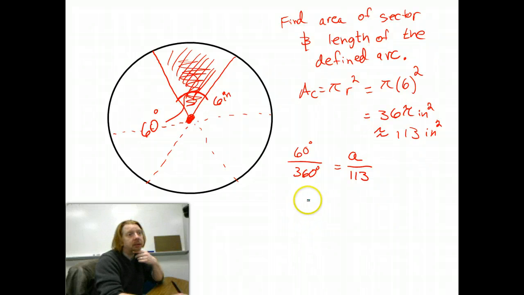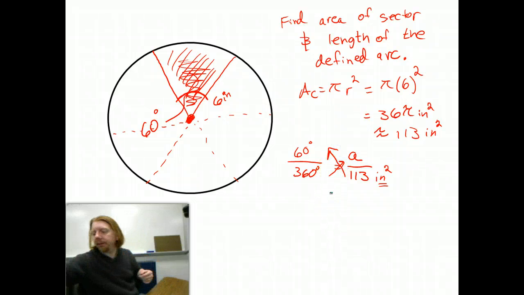Yes? How do you do this when you have two different units, because you have the degrees times... But if you look at your units, the degrees will cancel degrees. My answer will be left in terms of square inches. Okay. So it still works out. You do your cross product and then divide.